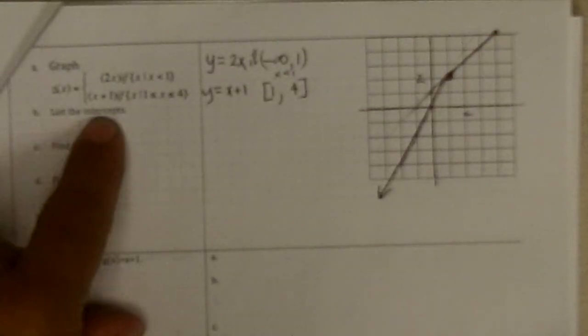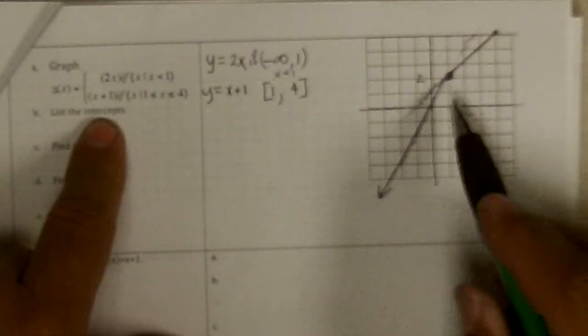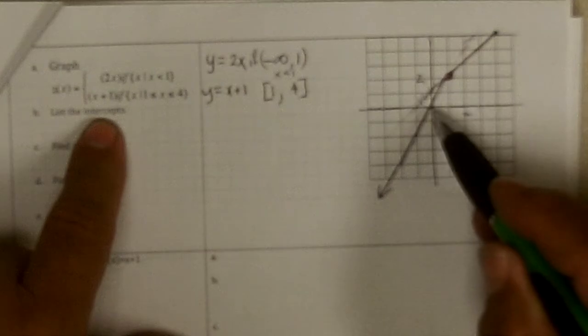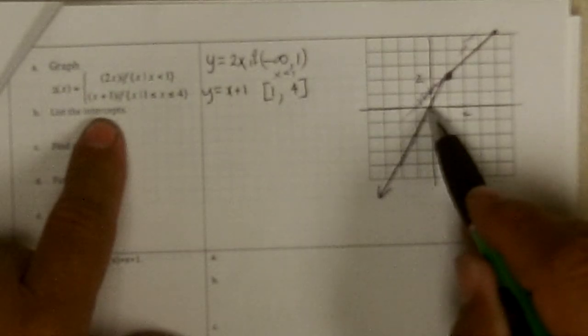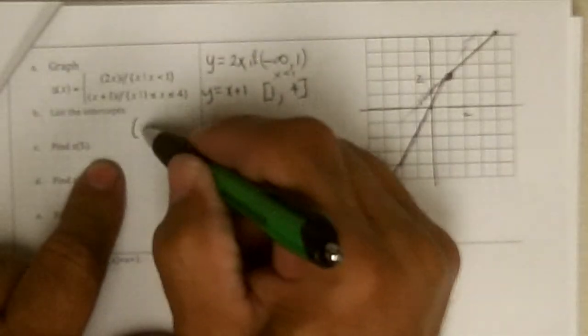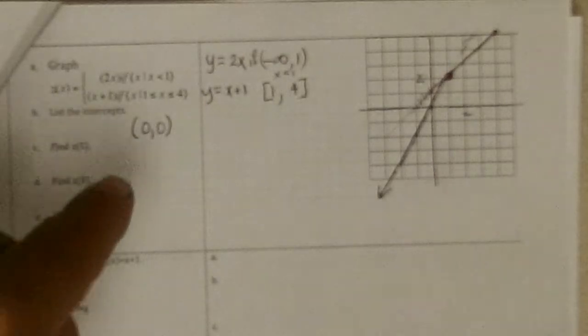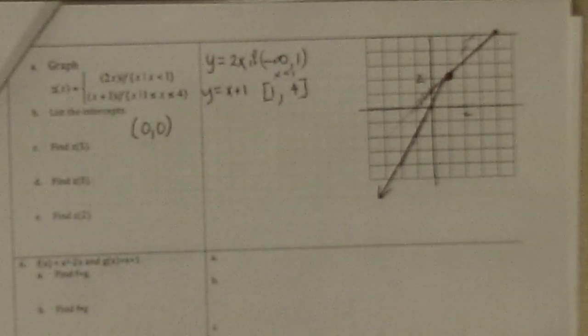Now it says list intercepts. Well, I'm not doing the parts that I threw away, so I can't count that. It hits the x-axis at 0, 0, and it hits the y-axis at 0, 0, so there's only one intercept, 0, 0. Intercepts are points, so I need to label it like a point. And that's both the x and the y intercept.